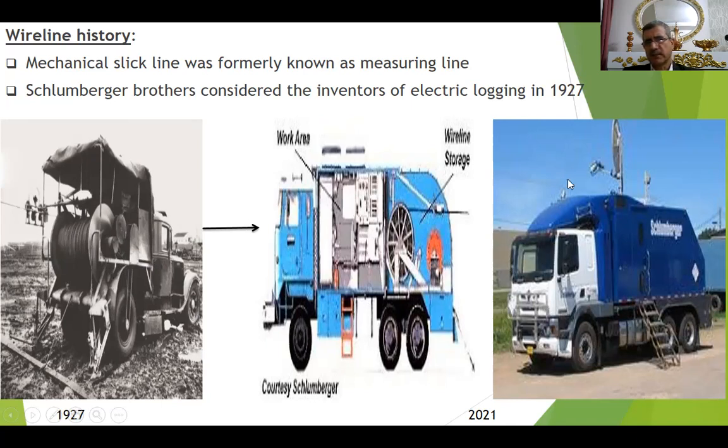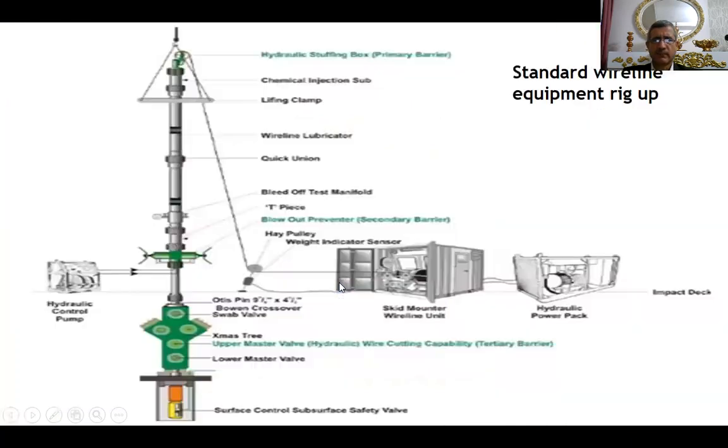And this is the most modern wireline truck that can be used, and we also use a crane with it to rig up and run in hole using pressure control equipment. And this is the inside work area. Here is the engineer, here is the winch operator, and here we have the drum for wireline storage. Here is the wireline pressure control equipment and the Christmas tree.